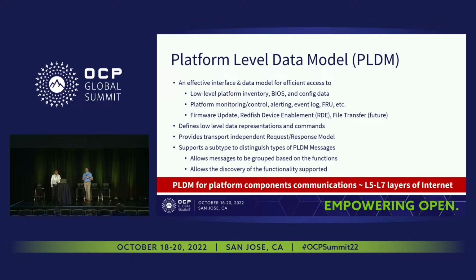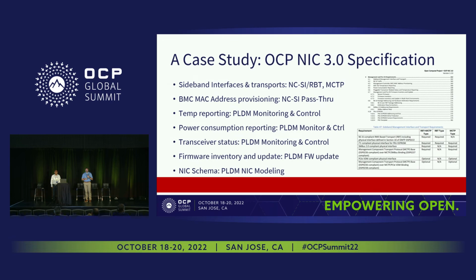In the future, we're also going to work on file transfer. That's going to enable large file transfers across the interface. And in summary, PLDM supports a variety of different message types and allows messages to be grouped together, so very large messages, like firmware update, certainly large payloads. If you compare it back to that stack perspective, it's like layers 5 to 7 of the internet TCP/IP stack, so you're up in that upper layer here. That's what PLDM provides. So I'm going to turn it back to Hemal now for a case study on OCP NIC 3.0.